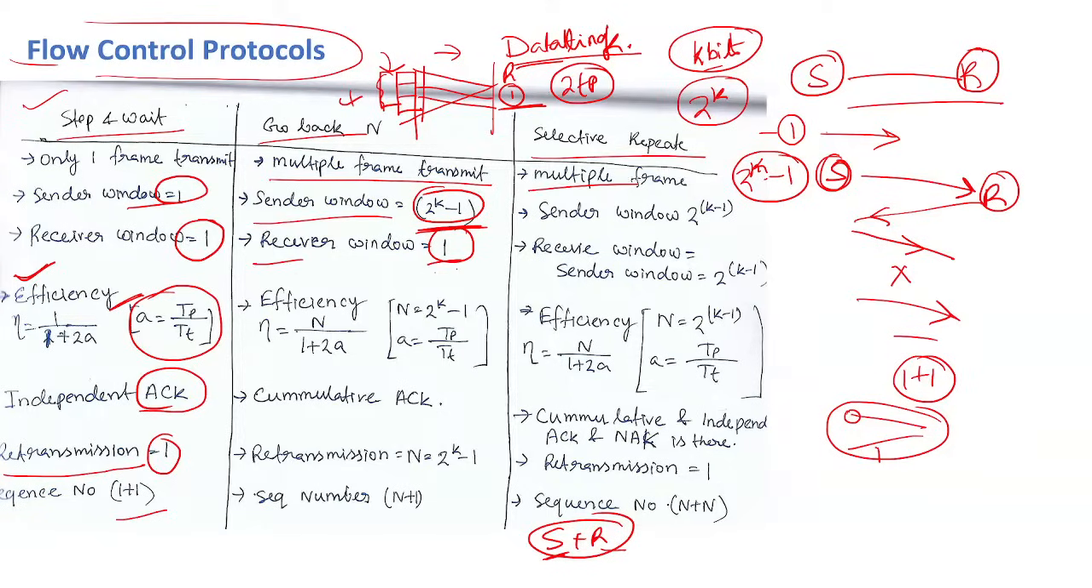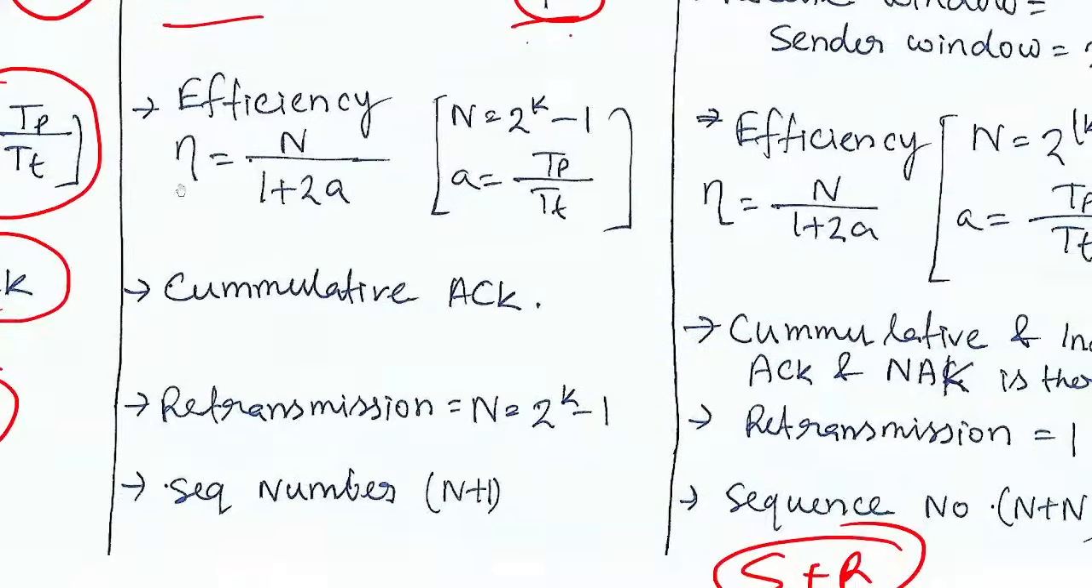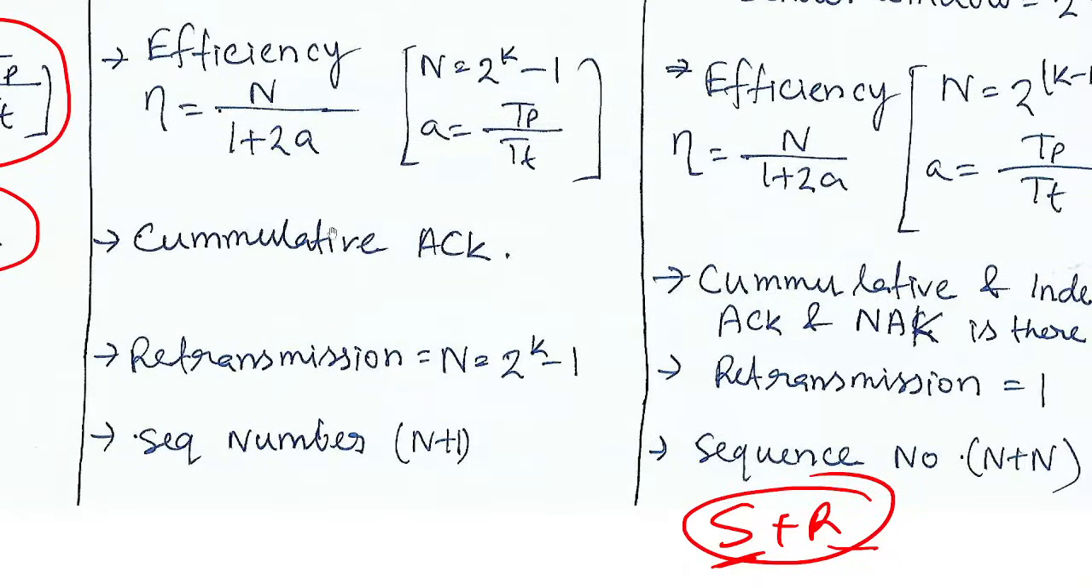Then for multiple frames, selective repeat is sending here. What is the efficiency here? Efficiency is N by 1 plus 2a. N equals 2 to the power k minus 1. Very, very important: acknowledgement, cumulative acknowledgement. What is the meaning? Whenever you are sending multiple data, after getting 2 to 3 data together, it sends the acknowledgement at a time. That's why it is called cumulative acknowledgement.